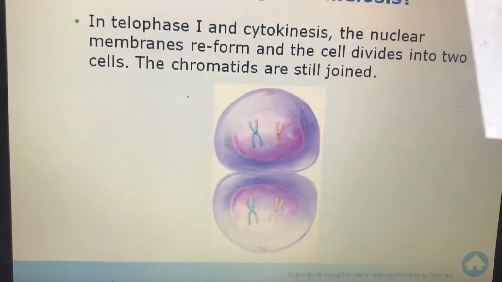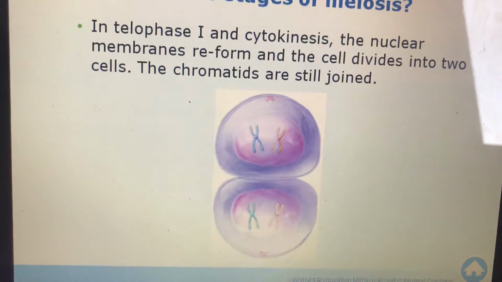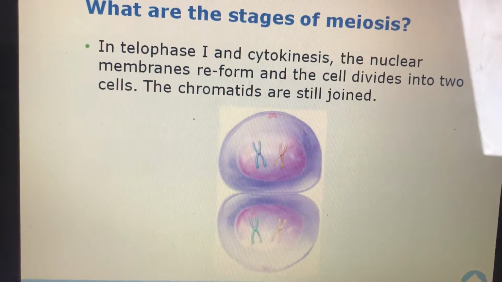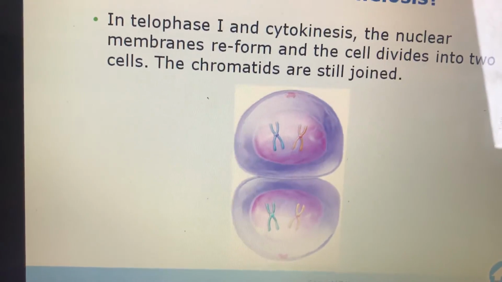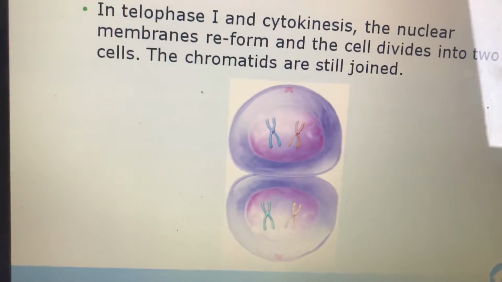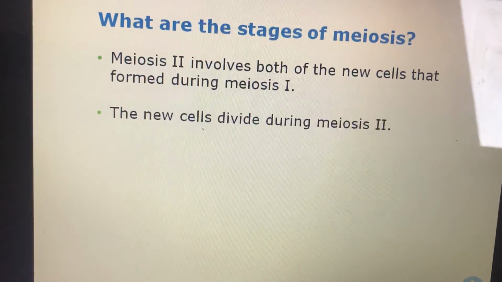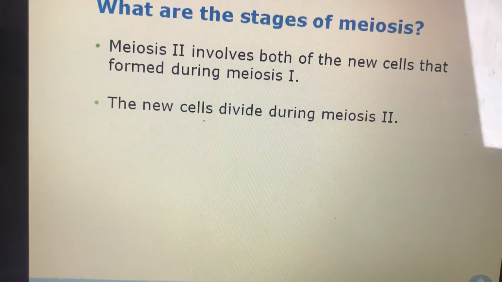The end product of mitosis is 2 cells identical to the mother cell, while in meiosis I have 2 parts. At the end of part 1 of meiosis, I'm going to see 2 cells, and each cell contains half the amount of chromosomes of the mother cell. And then we're going to continue with meiosis 2, that involves both of the new cells that formed during meiosis 1.